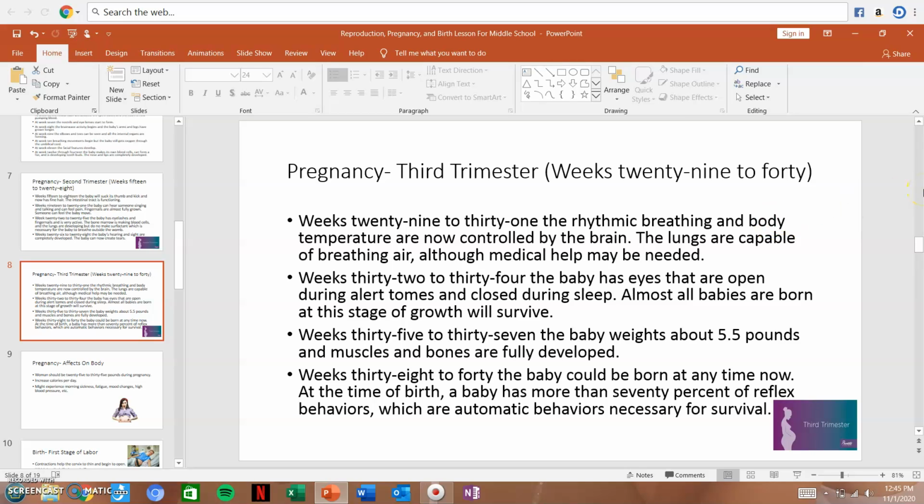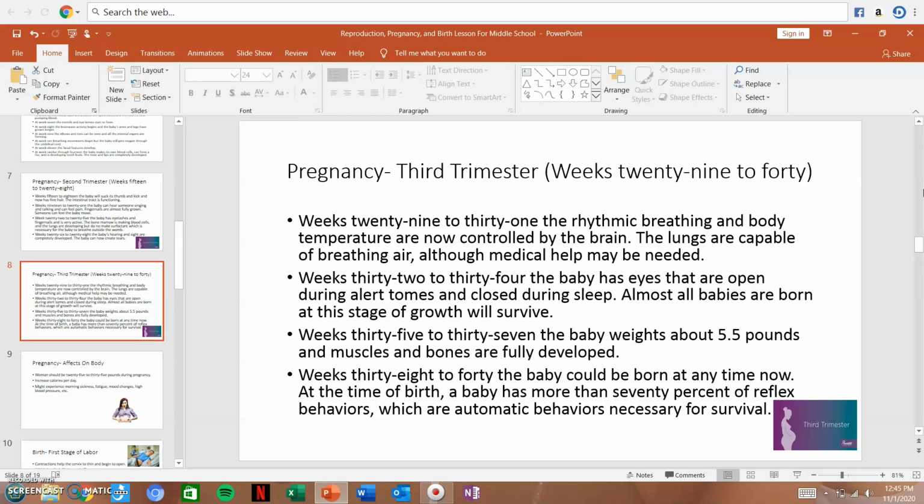Pregnancy continued: the third trimester, weeks 29 to 40. In weeks 29 to 40, rhythmic breathing and body temperature are controlled by the brain. The lungs are capable of breathing air, although medical help may be needed.